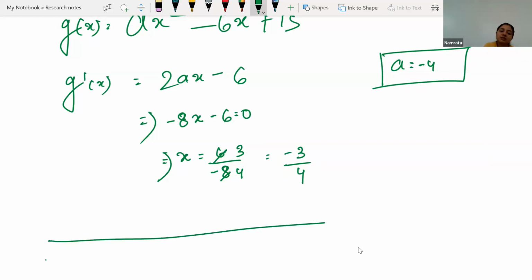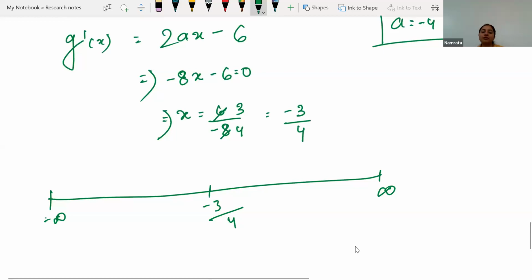Now let's make the real line: −infinity, infinity, and −3/4. We have to check whether the function is increasing or decreasing. So we will take a test point and check. −3/4 is −0.7 something. So what will be the test point? We can take the test point as 0. If we put 0 as the x value in g'(x), we will get a negative answer.